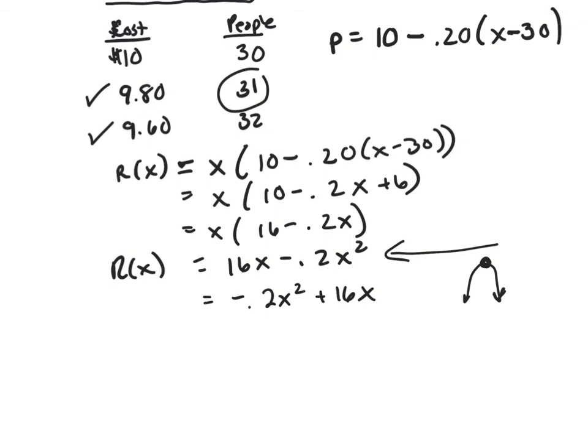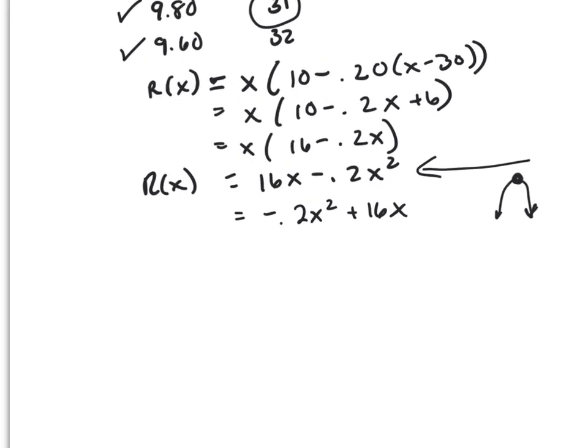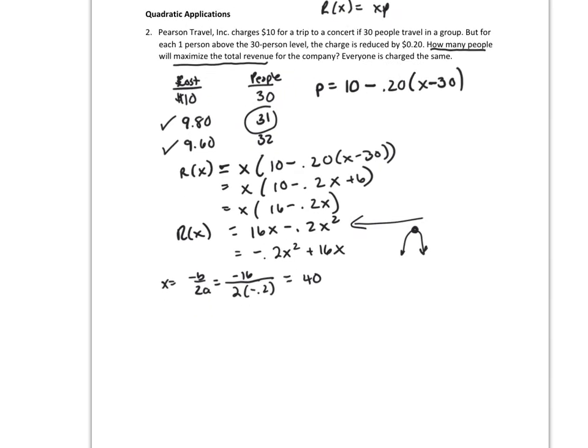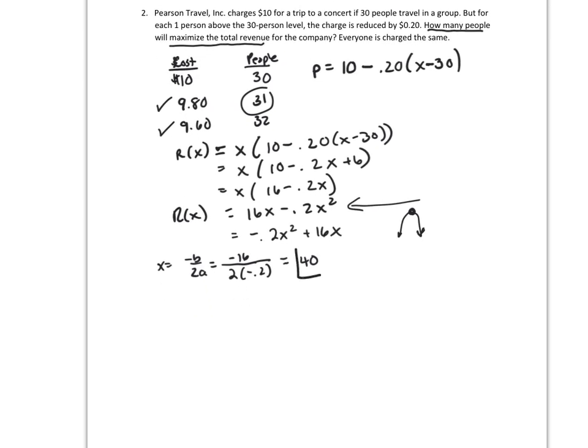Now, where does the maximum occur? The maximum occurs at the vertex. And the vertex is x equals negative b over 2a. So negative b, that's going to be negative 16 over 2 times a negative 0.2. Negative over negative is going to be a positive. And I used my calculator, and I got 40. So 40 people, is that what I'm trying to find? How many people will maximize the total revenue? And the answer is 40.